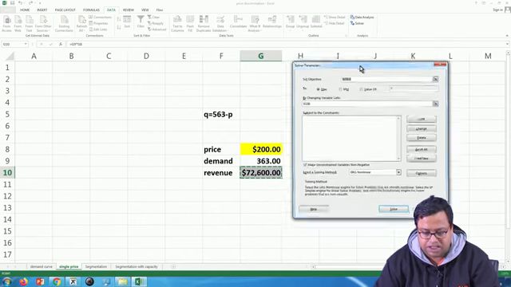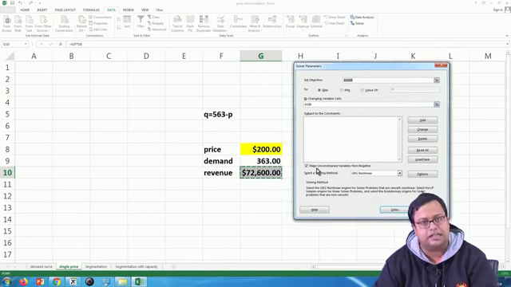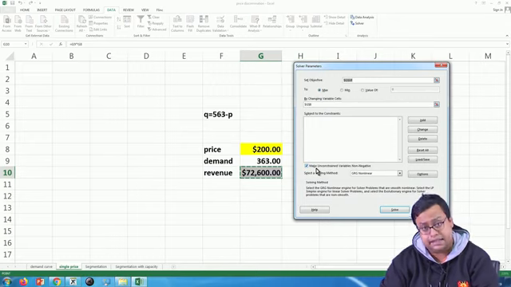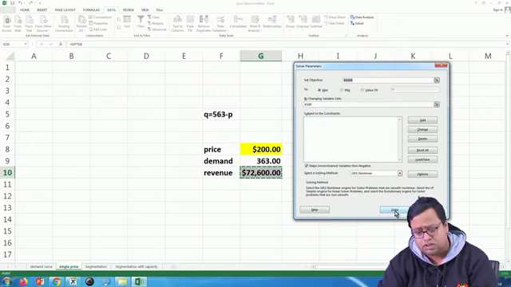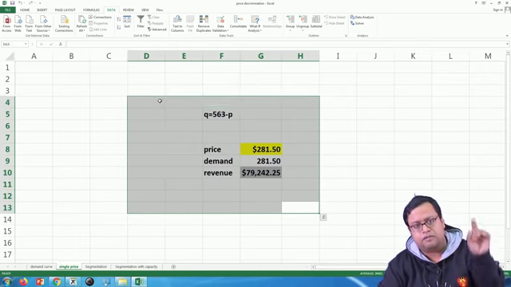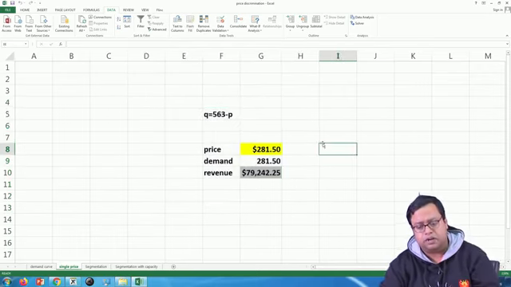Maximize G10 by changing G8, where G8 is positive. That means the lowest value G8 can take is 0. So, I will use GRG nonlinear, and I got this value, and remember this value. This is $79,000 or something, which is what you will get if you have only one single price in a monopolistic situation.